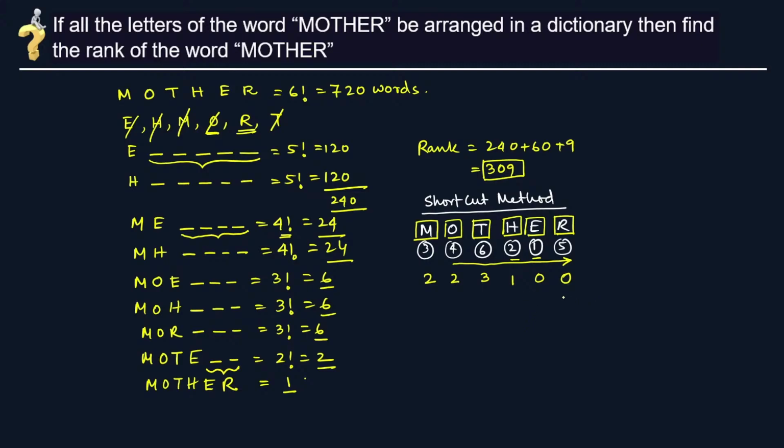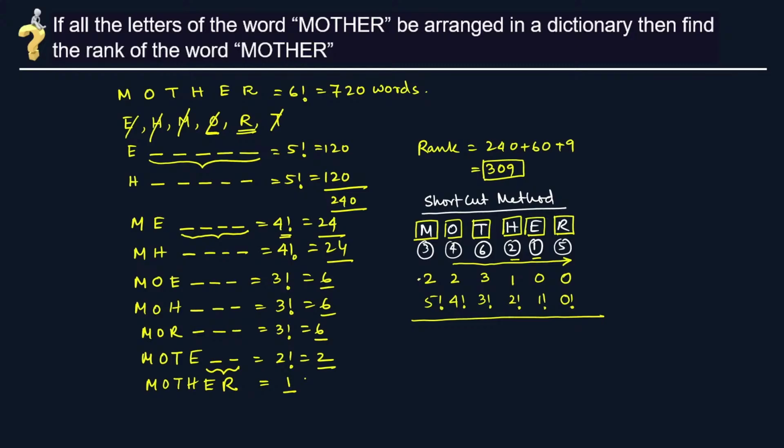You start from the extreme right and write down factorial 0, factorial 1, factorial 2, factorial 3, factorial 4 and factorial 5. Every time start with factorial 0 from the right side and go in the left hand side by increasing one digit every time. And after that, you simply add those values.